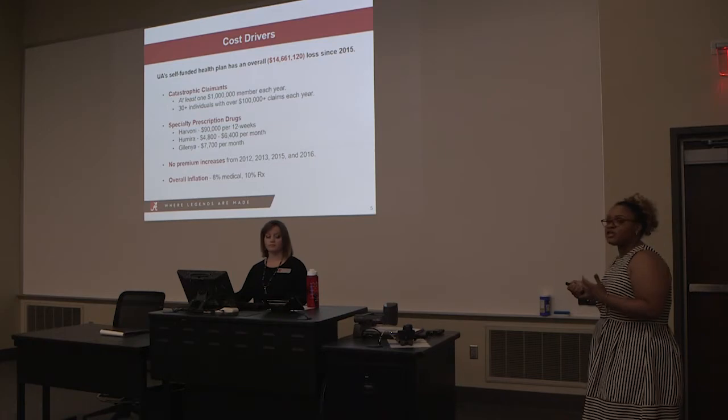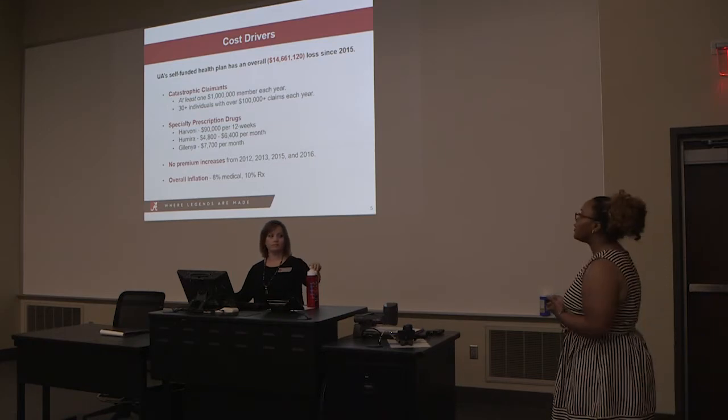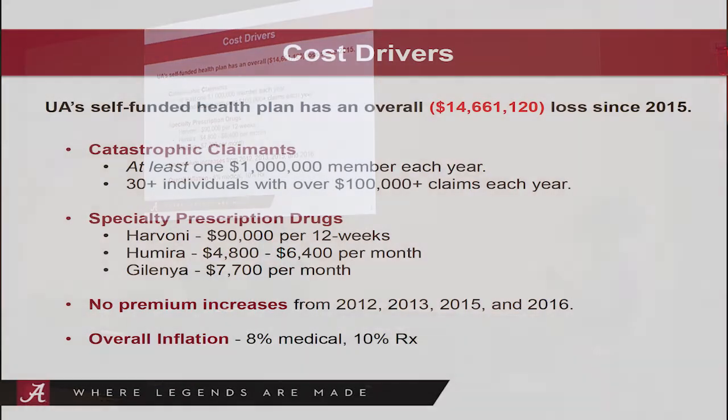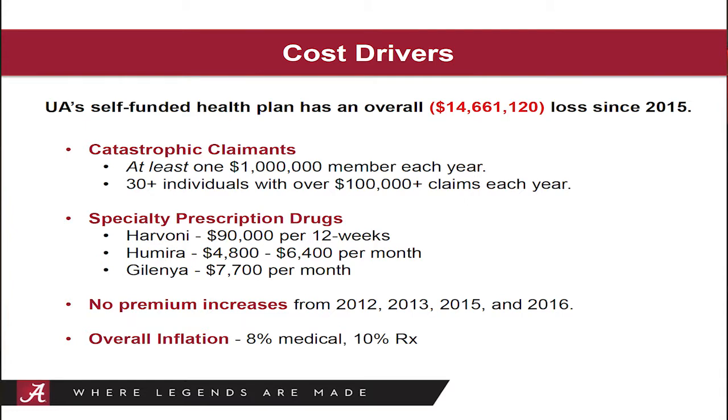So these are major catastrophic claims that are filed on our plan each year that do have a pretty good cost. So each year we do at least have one $1 million member and 30+ individuals with over $100,000 of claims each year. Now, of course, this isn't anything that we can control. This could be you, this could be me, and just depending on what may happen in any given year, our plan does cover it. But you will see that that causes us to take a pretty good hit against our plan.